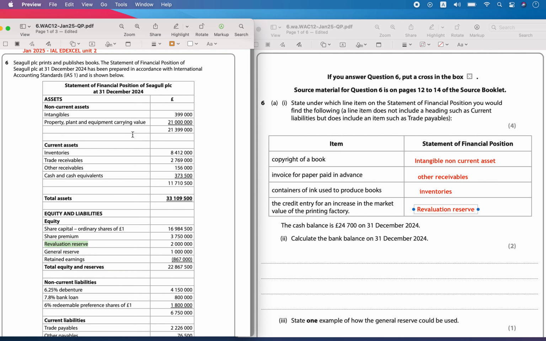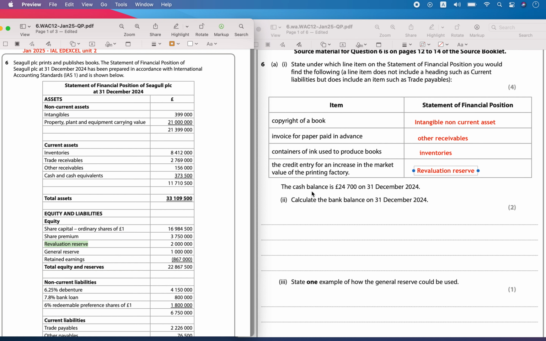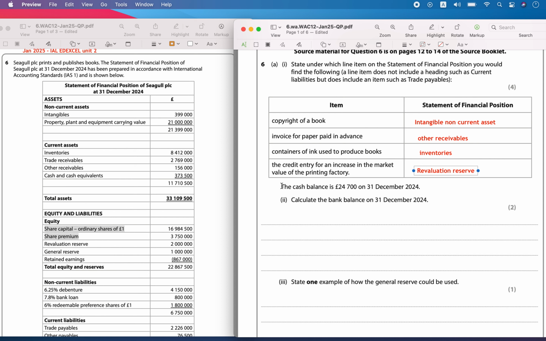Revaluation reserve is only created when you revalue a non-current asset above its carrying value. Then share capital and share premium are created when shares are issued by the company to the shareholders. Now the cash balance is this much at the end of December. Calculate the bank balance on 31st December 2024.